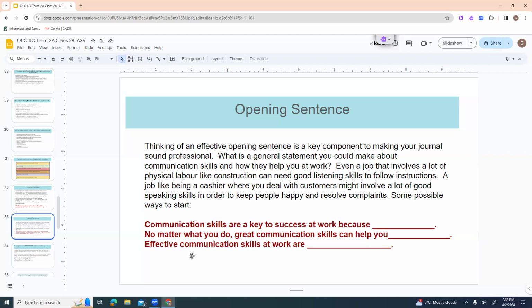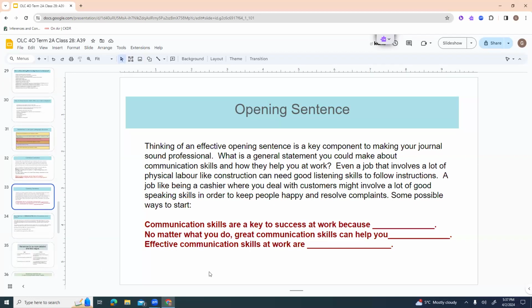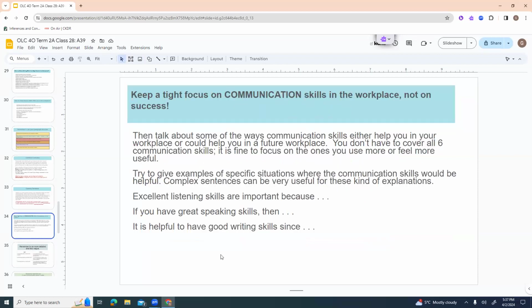So here are some possible ways to start an opening sentence. These are not the only ways. Just for some people who have a hard time with writing opening sentences, this is just kind of some ideas. Things like, communication skills are a key to success at work because, and then you tell me why. No matter what you do, great communication skills can help you, and explain what they can help you with. Effective communication skills at work are, and explain what they are. These are just kind of like ways to summarize communication skills without getting into your details. And then that gives you an opening to start discussing all the different details.